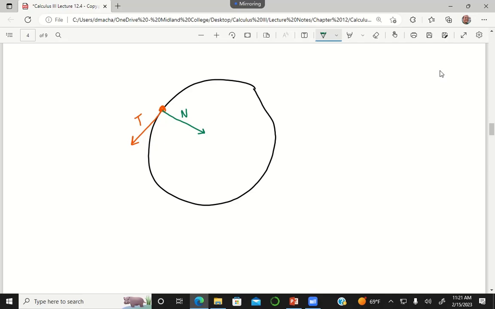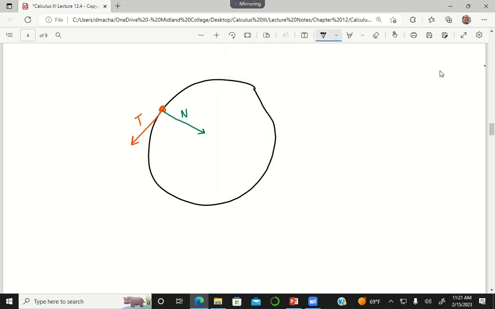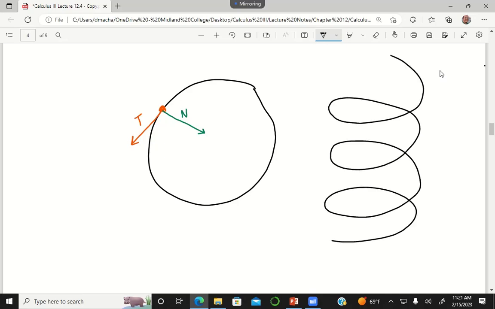Okay, so that's the case for a circular path in 2 dimensions. If I wanted to try to extend this to 3 dimensions, one of the paths that we've talked about so far was a helix.